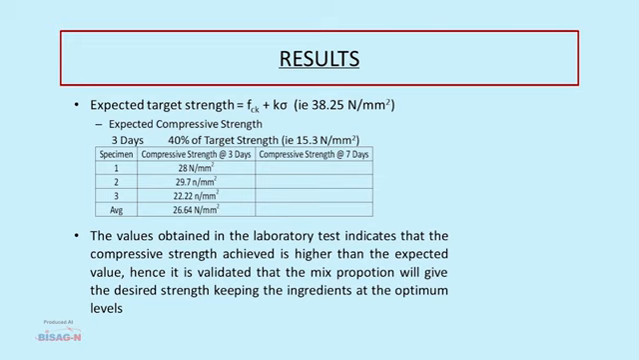parameters, and the results that we have achieved in the compressive strength: the 3-day expected value of the compressive strength was to be 15.3 newtons per millimeter square, which is 40% of target strength, and in 3 days the result that we have achieved is higher than the value which was expected. The value we have obtained from the laboratory indicates that the compressive strength achieved is higher than the expected value, and hence it is validated that the mix proportion will give the desired strength, keeping the ingredients at the optimum level.